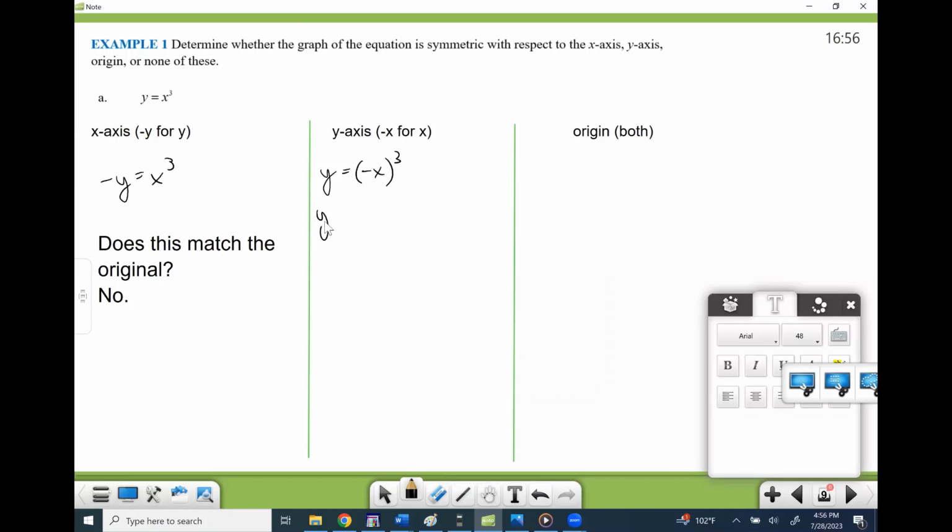So this means that we're going to have to do -x times -x times -x. Okay, well, 3 negatives means it's going to stay negative. An odd amount always stays negative. And x times x times x is going to be x cubed. Okay. All right, so does this match the original? Okay. No, this does not match the original, right? Okay, so does this match the original? Off by a sign, huh?